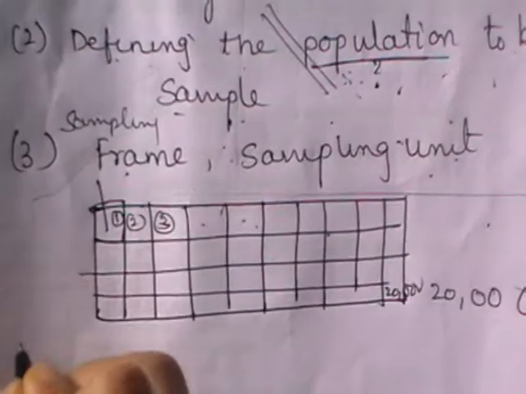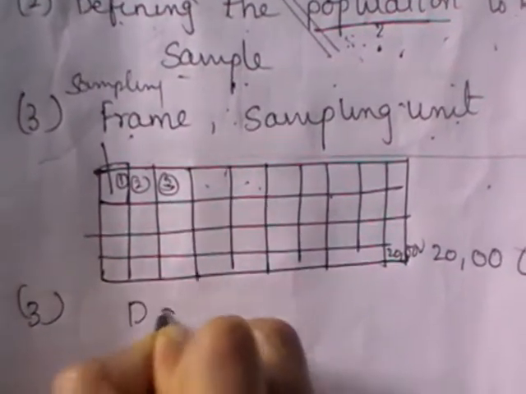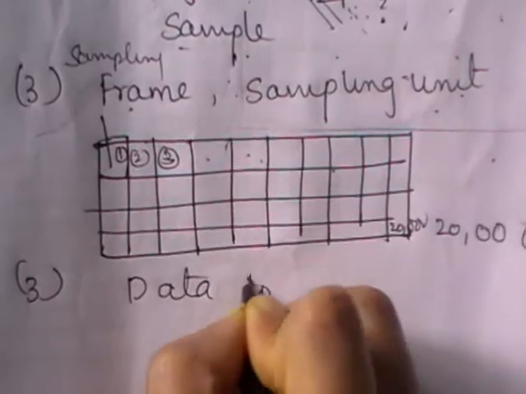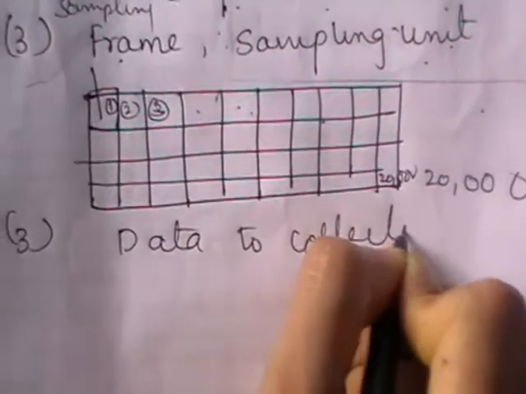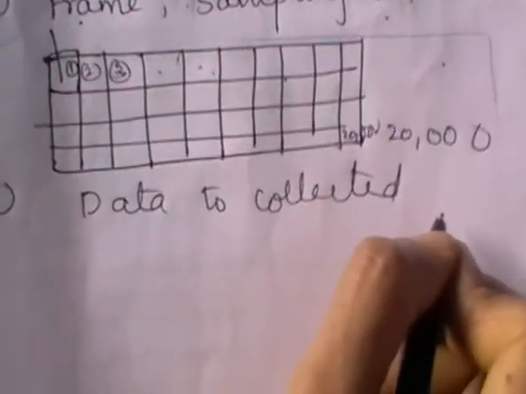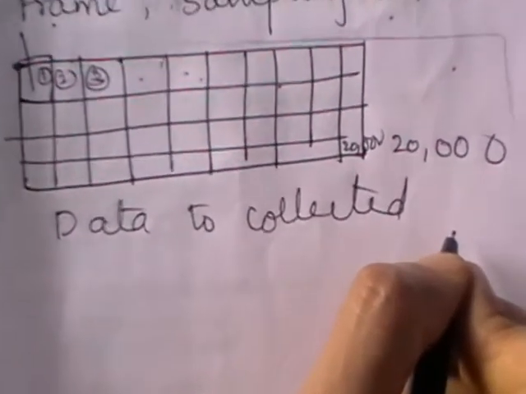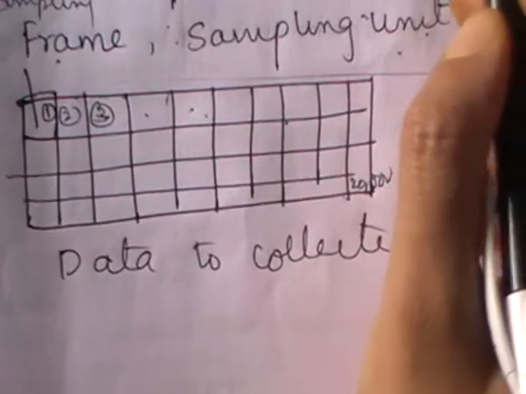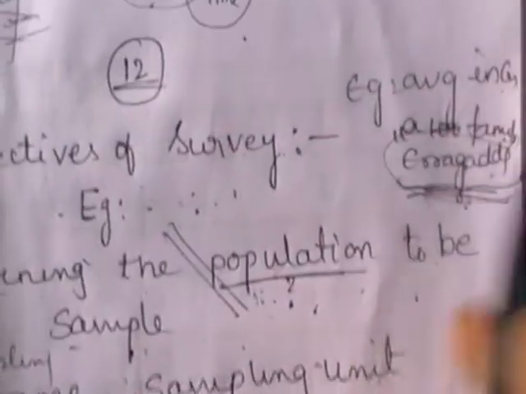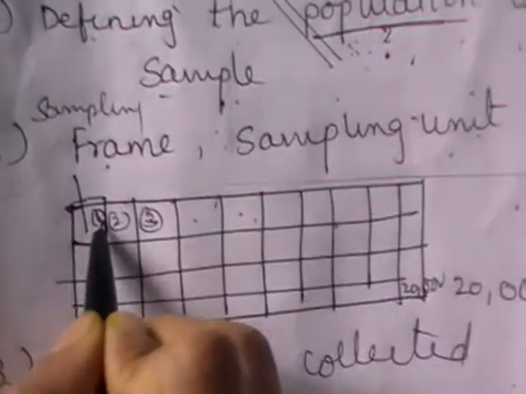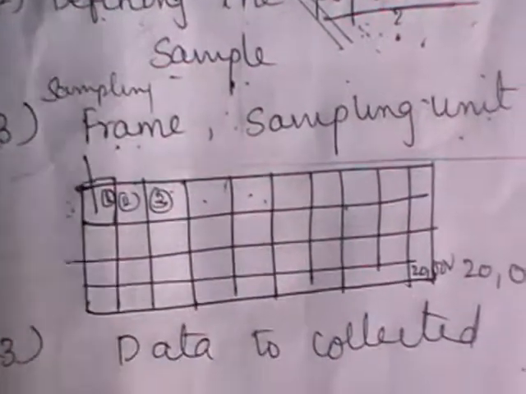After defining this, the next one is data to be collected. Once the sampling frame is defined, you should be able to collect the data. Here, if I am going to find the average income of the people, you should be able to get the data from each of these families.